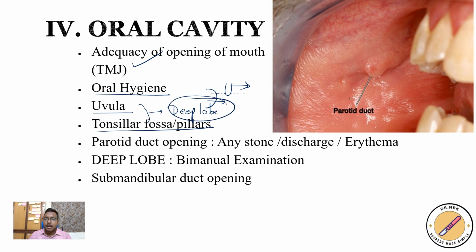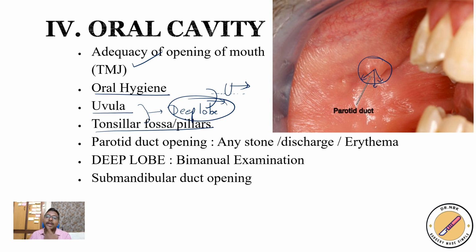Right? Next, parotid duct opening. I told you this Stensen's duct will open opposite to the crown of upper second molar tooth. So as you can see here in the picture, this is the parotid duct opening. What are the important things you should check? In case of acute parotid swelling, you should see whether there is any stone sitting at the parotid duct opening or whether there is any discharge from that particular opening, and also whether there is any surrounding erythema around that duct opening. These are the important findings you should always check. Then for the deep lobe of the parotid gland, you should always check it by bidigital or bimanual palpation. That's how you should check.